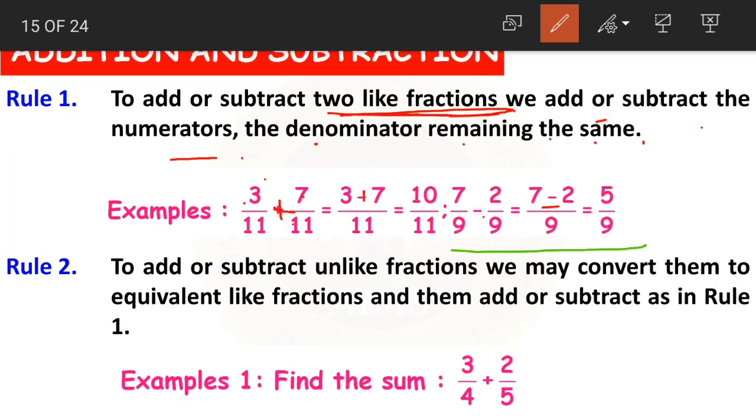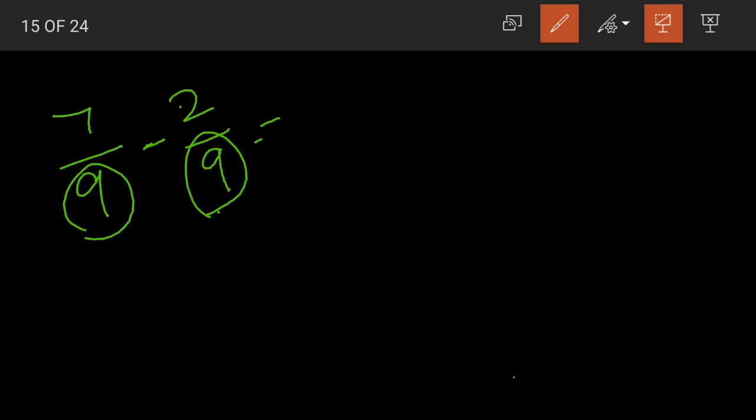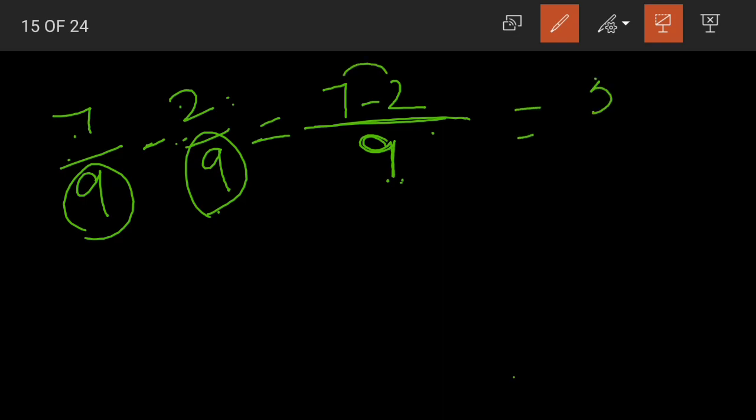Now coming to the subtraction part here. 7 by 9 minus 2 by 9. Again, what are these two fractions? These two are like fractions. So we can perform subtraction here. How do we subtract? Again, subtract the numerators first. 7 minus 2. Then write the denominator, divided by 9. Yes students, 7 minus 2 divided by the denominator 9. What is 7 minus 2 equal to? 7 minus 2 is equal to 5, divided by 9. So the subtraction of 7 by 9 and 2 by 9 is equal to 5 by 9.